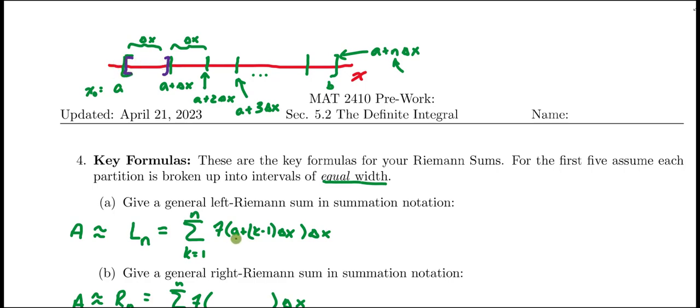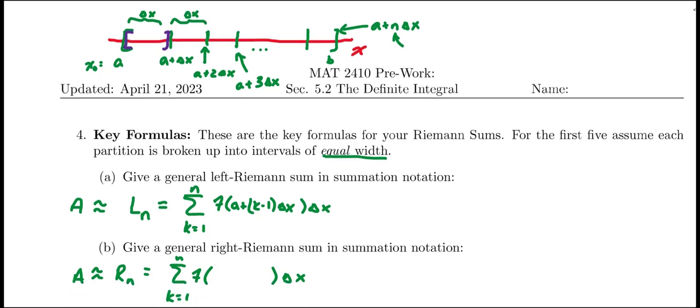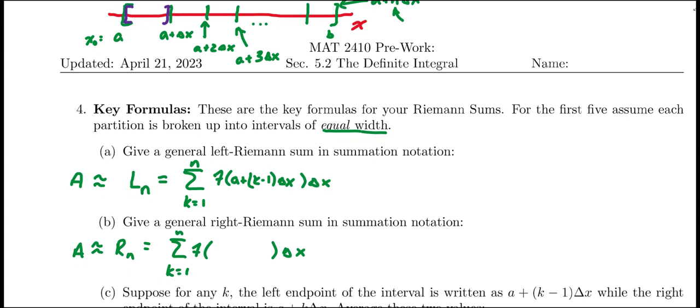Notice I'm referring to that as a plus 1 minus 1 times delta x. But 1 minus 1 is 0, so we get 0 copies of delta x. So for my left endpoint method, it'll just be plugging a into the function. Contrast that with what we're going to do for the right endpoint method. This is going to be just a plus k delta x.